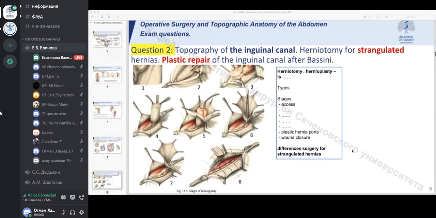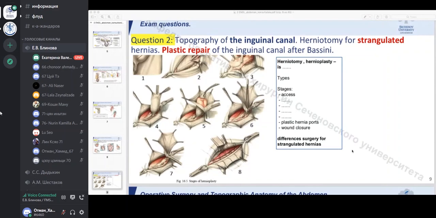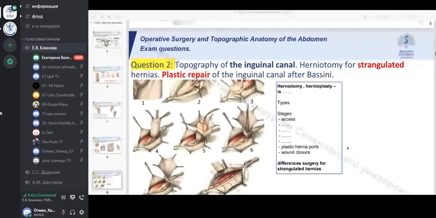Topography of the inguinal canal, hernia repair, it's the same question and I answered this, and I only repeat the stages. Firstly, is a surgical access. A surgical access, you should cut the skin, subcutaneous tissue, anterior wall of the inguinal canal. Anterior wall of the inguinal canal is the aponeurosis of the external oblique muscle.